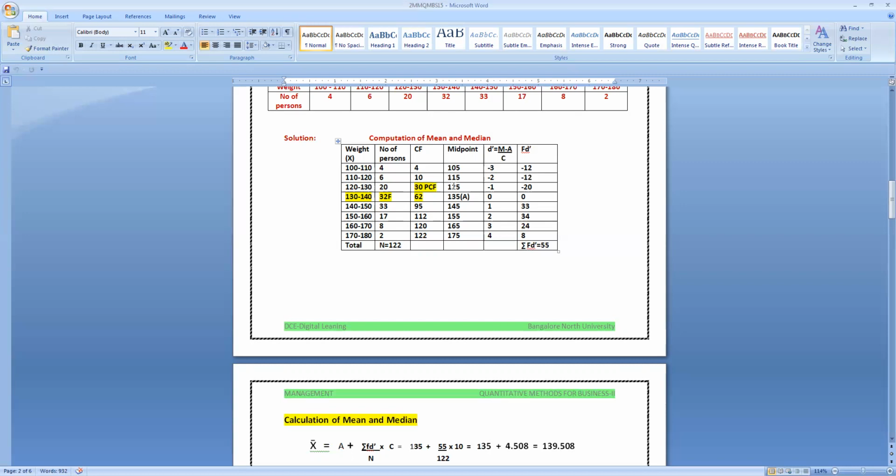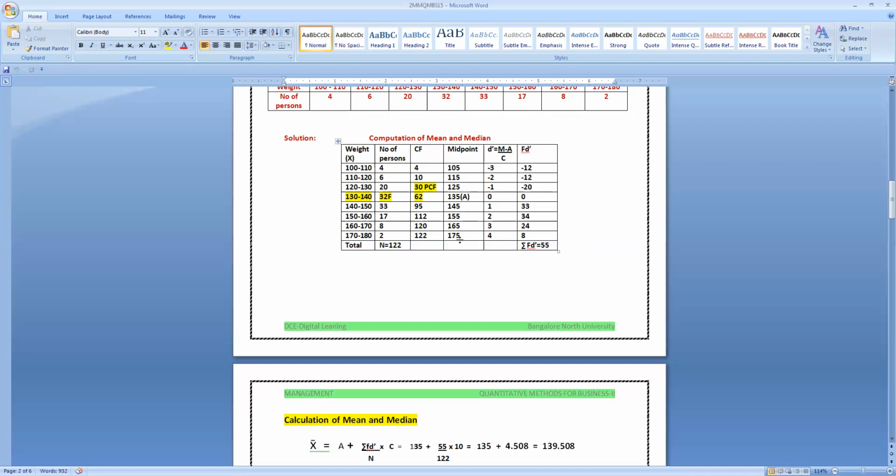For the calculation of mean, we require midpoints. So for 100 to 110, the midpoint is 105. For 110 to 120, the central value is 115. 125, 135, 145, 155, 165 and 175 are the midpoints or the mid values. For the calculation of mean, we are using the step deviation method.